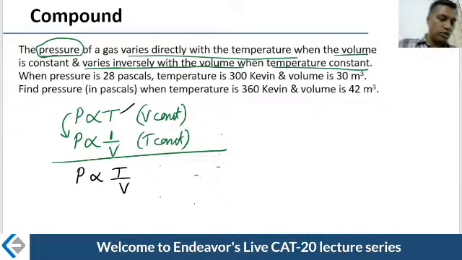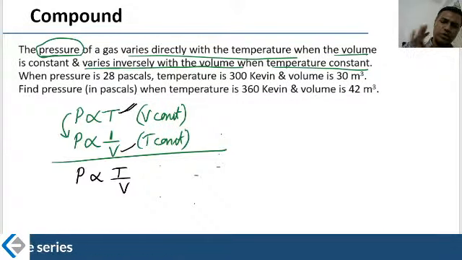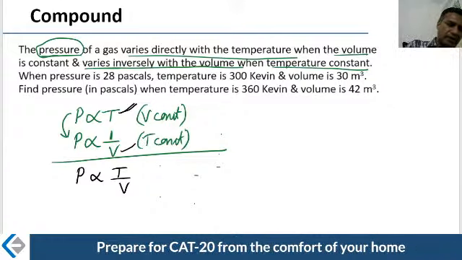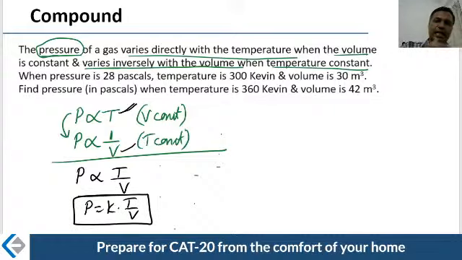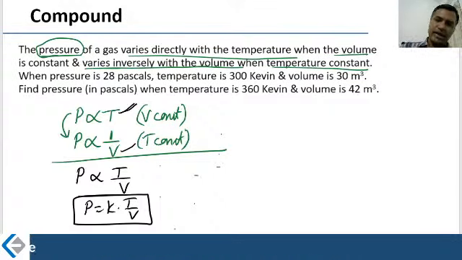If I don't know the complete formula for pressure, don't bother. This is all which has been given. Pressure is directly proportional to T in the numerator, V in the denominator. Put it together. Okay, I don't want this proportionality symbol. No problem. So if you don't want it, P is equal to K times T divided by V. Simple. That's all the simple thing that you are writing: P is equal to K times T by V.